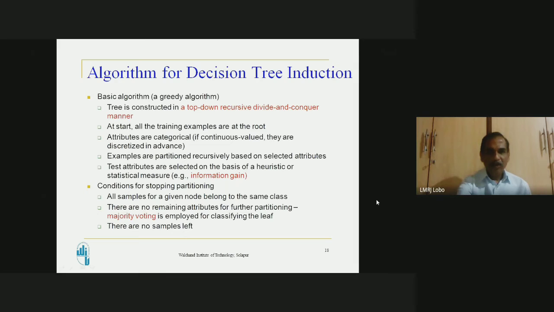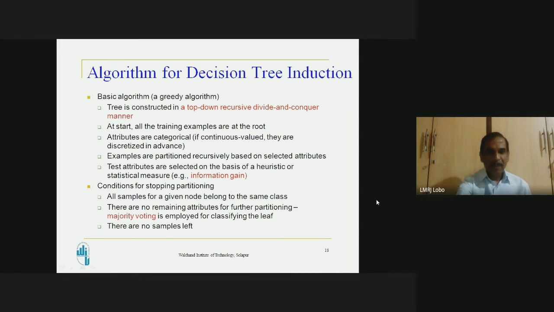And the algorithm for decision tree induction, which is the next method, is a greedy algorithm. Here the tree is constructed in a top-down fashion using a divide and conquer approach. And at the start, training samples are at the root. And we go on to analyze the attributes and categorical references to them, and we then use all these test attributes, which are selected on the basis of heuristics and statistical measures.